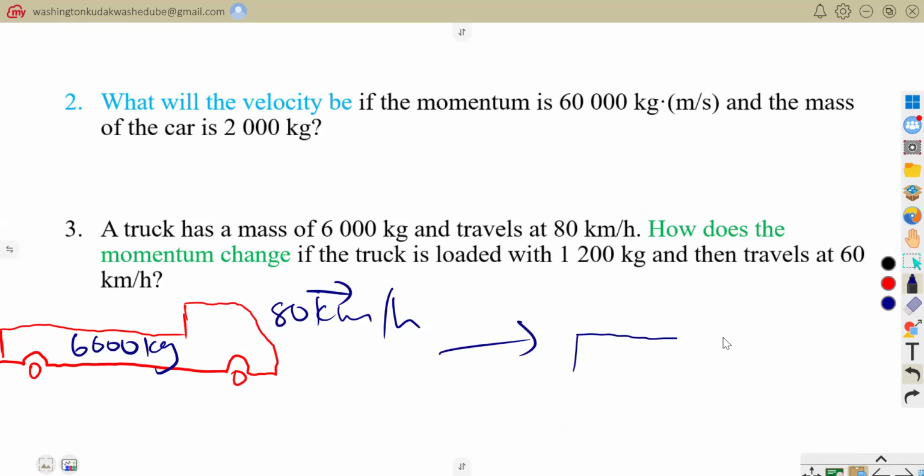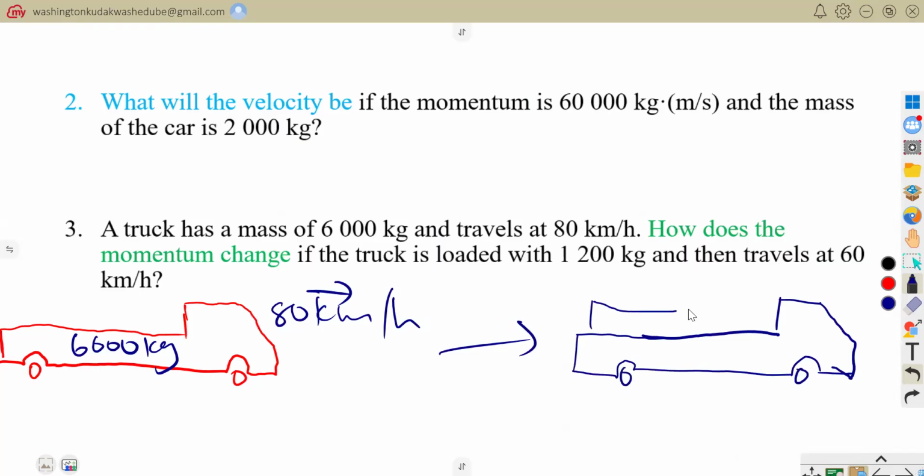So just give me a second. I need to power my things. Okay, fine. Everything is fine now. Pardon me for that. So we are saying now the truck is loaded. We want to load that truck now. Don't mind my drawing. I'm just going to give a representation of whatever they're saying.